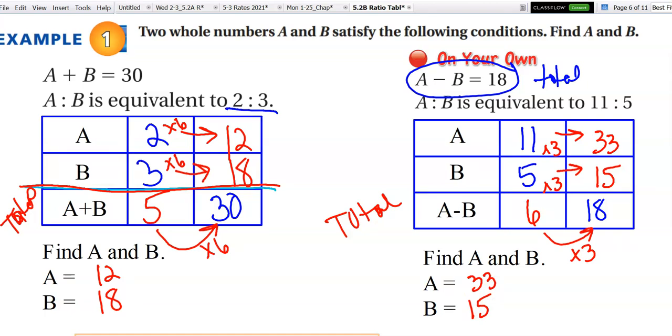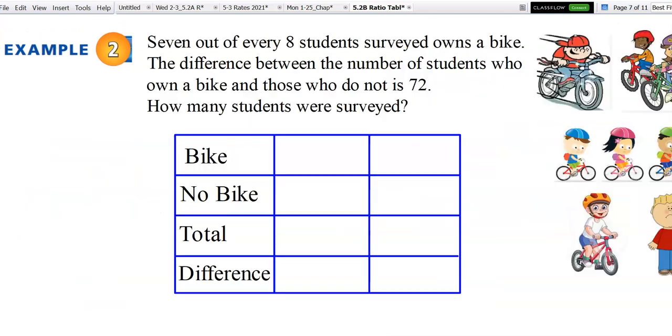Okay, so it's kind of like a number puzzle with some of these. Let's look at the next example. Look at all these kids on bikes, super fun, but it gets a little confusing, so we want to read very carefully. When I read this, I see that 7 out of, oh, ding, ding, ding.